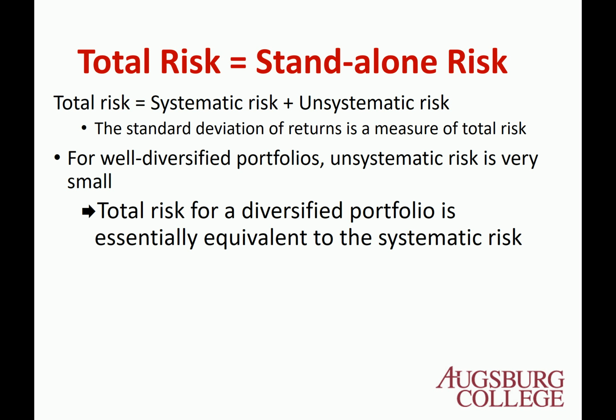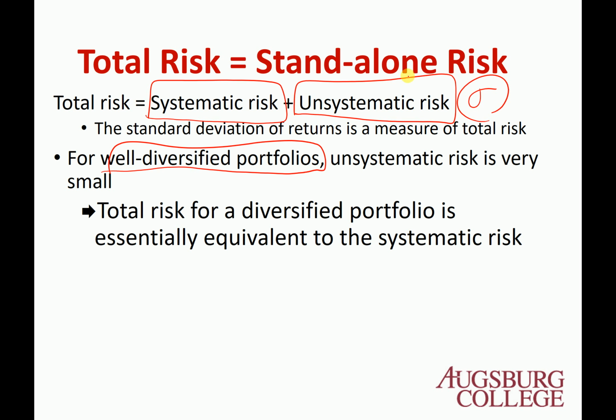So again, the total risk has two components: systematic and unsystematic. And standard deviation actually measures both of them, right? But for a well-diversified portfolio now, this is ignorable because we will diversify it away. So this portion of the risk is the important one. This is the risk that we actually have to take. So the total risk of the well-diversified portfolio is essentially the same as the systematic portion of the risk.